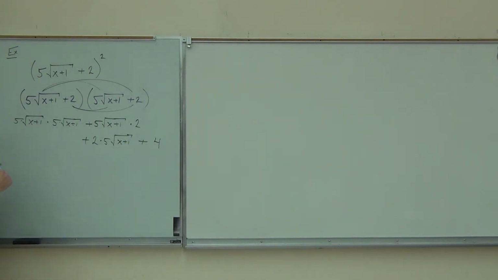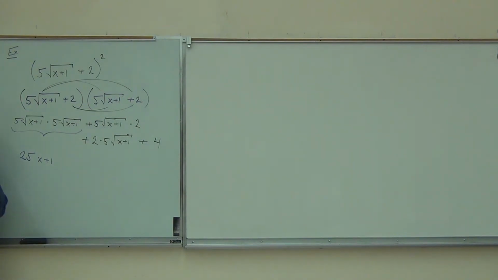So this whole thing right here is going to give you 25 because we have 5 times 5. The square root of x plus 1 times the square root of x plus 1 is going to give you x plus 1. You okay with that?